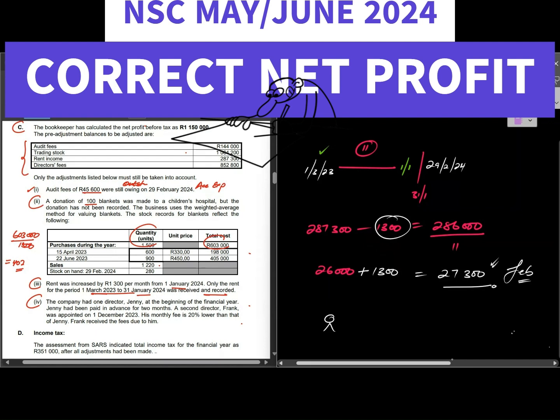And we are then told at the beginning of the financial year, Jenny had been paid in advance for 2 months. Okay, so this director here has been paid for 12 months, which is the normal financial year, and then has been paid in advance for 2 months. So apart from the 12 months that we are supposed to pay this director, we've paid 2 more months. That means we're dealing with 14 months in this case.